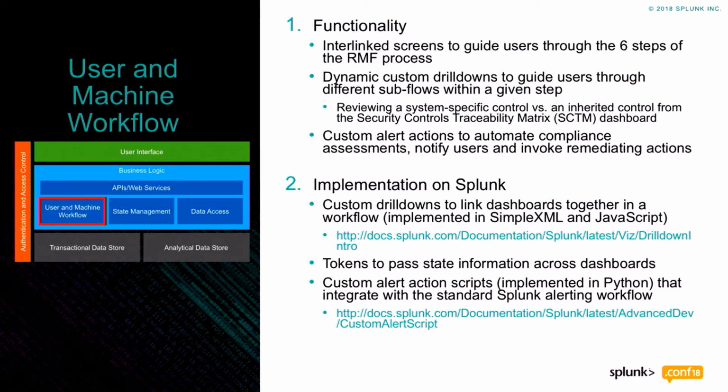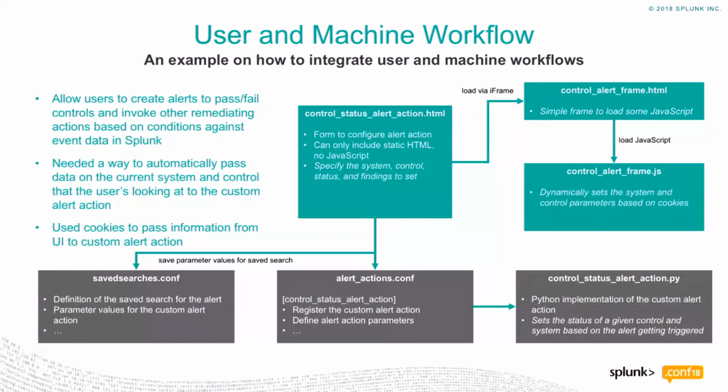And we also use custom alert actions. And there's this one particular example we'll go over here. So as a way to automate the self-assessment process and merge the user and machine workflow, we used this particular design, the custom alert action. So what we did was, whenever a user would navigate to a particular page and they've already selected a system, we'll pass that system and control data in the form of cookies to the alert itself.